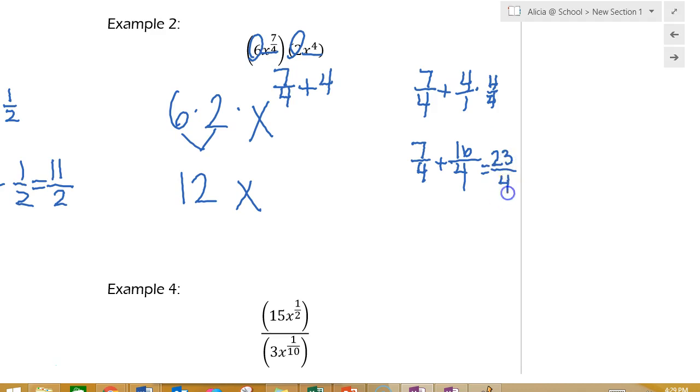And then my denominator stays the same as before. So that is going to be my exponent for my x, 23/4. I'm not done yet. I still have to write my answer in radical form.